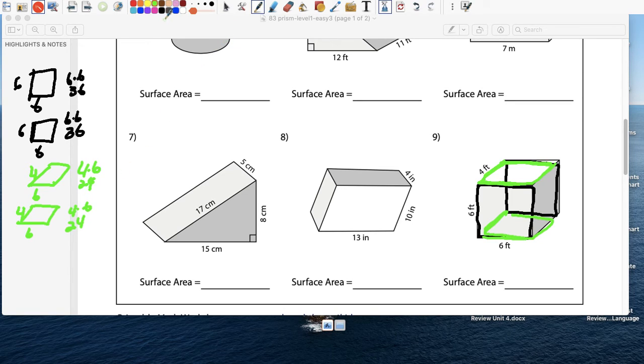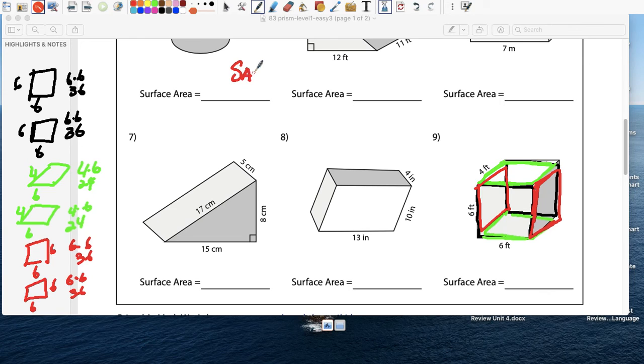And we have to do the side, left side and right side. So on the left side here, this is 6, and going up is 6. So again, this is another 6 by 6. 6 and 6, and there's one on the right side, 6 and 6. So this is 6 times 6, which is 36. 6 times 6, which is 36.